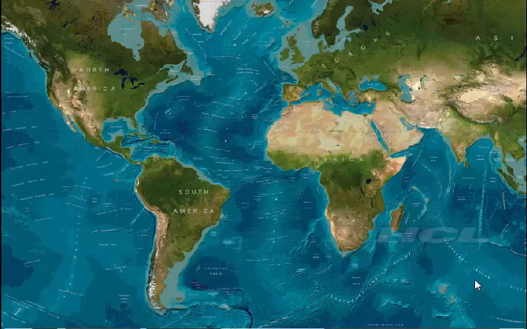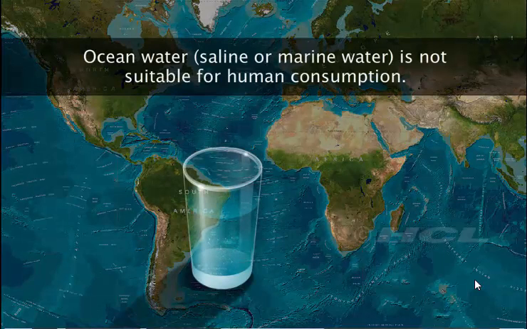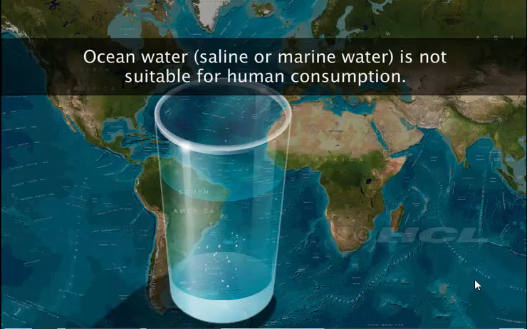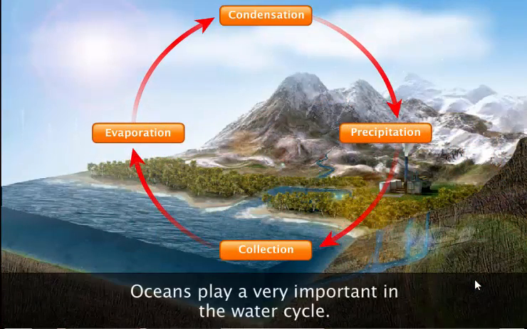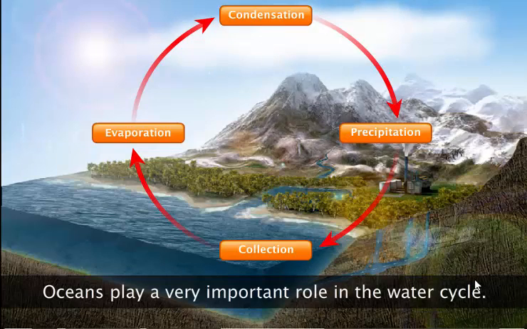Most of the water on the earth is present in the oceans. Ocean water contains a large amount of dissolved salts. Hence, it is not suitable for human consumption. However, oceans play a very important role in the water cycle. They help in replenishing the freshwater sources on Earth. Let's see how the water cycle works.